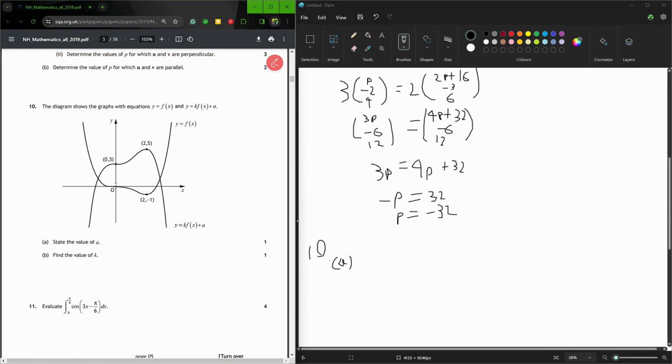So it's going through the origin. So even if k is 100 bajillion, it's not going to go up, because 0 times anything, you're not going to get anywhere. So that means that a has to equal 3.